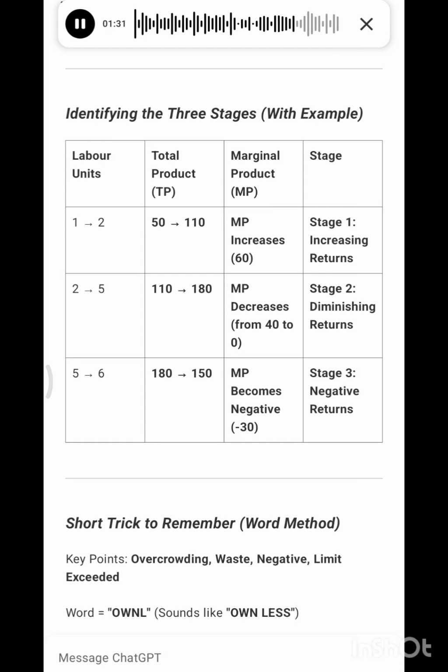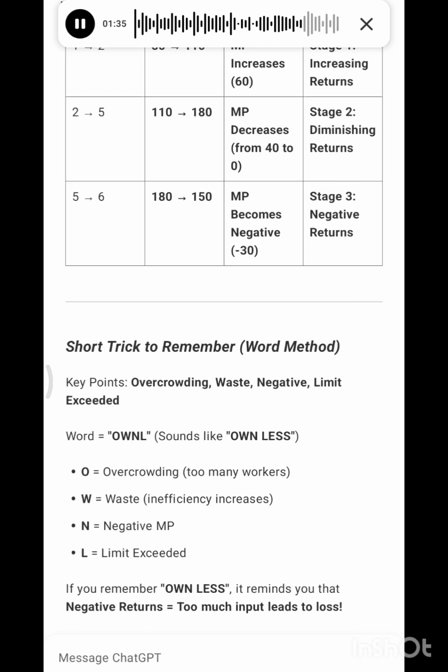Stage 3, negative returns. Now, a short trick to remember. Key points: overcrowding, waste, negative, limit exceeded. Word equals OWN LESS, sounds like overcrowding, too many workers. W equals waste, inefficiency increases. N equals negative MP, equals limit exceeded. If you remember OWN LESS, it reminds you that negative returns, too much input leads to loss.